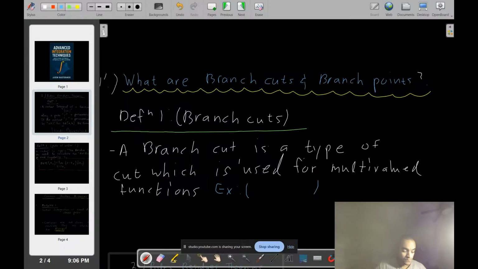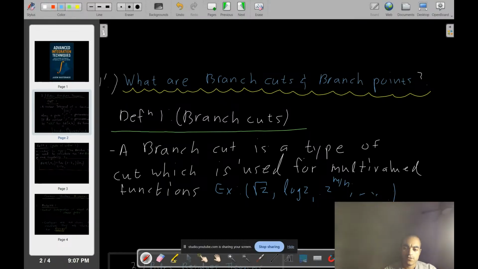All right. So, for instance, if you have square root of Z, or if you had another type of function, like log Z, or maybe a fractional exponent, Z to the m over n power, where m over n is an exponent. These are examples of multi-valued functions. And the point of the branch cut is to make the multi-valued function a single-valued function.